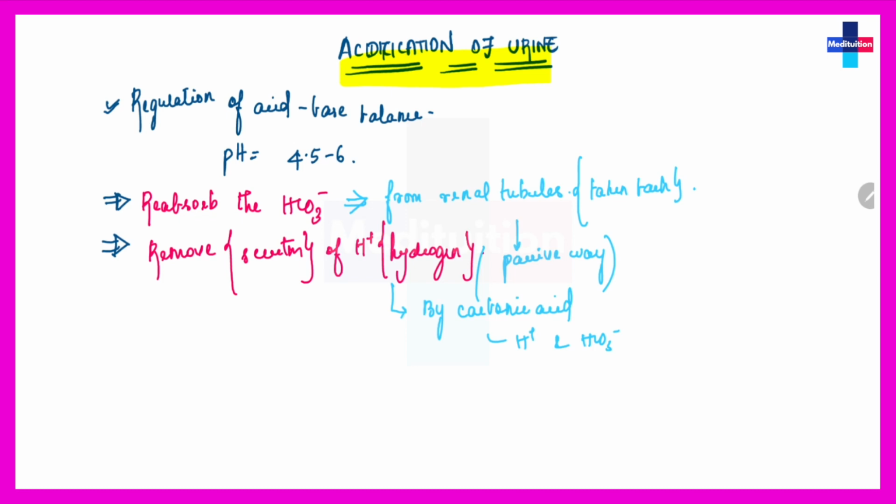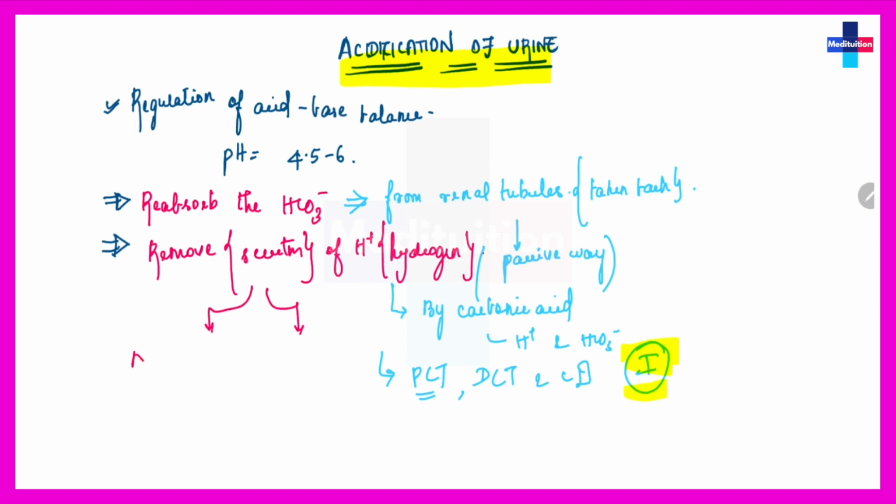It is secreted into the lumen of our PCT, our DCT, and our collecting duct. In all these places it is secreted, especially with the help of which cells? Please remember, the intercalated cells. Here comes the importance of these cells for handling your bicarbonate and hydrogen ions. The secretion can be done in two ways. What are those two ways for secretion of H plus ions?